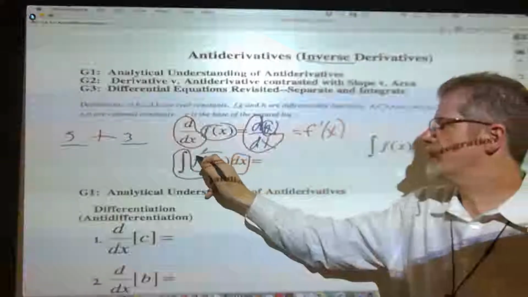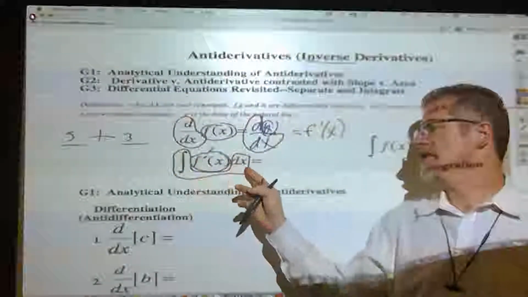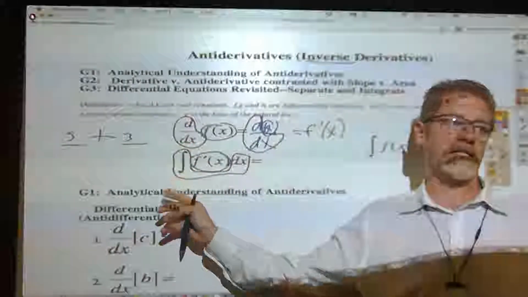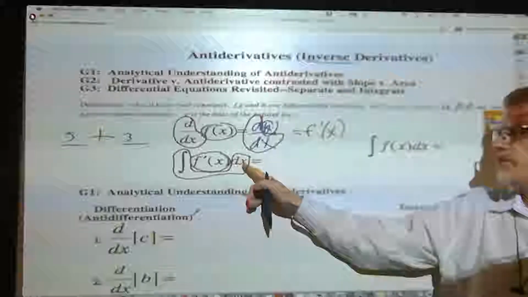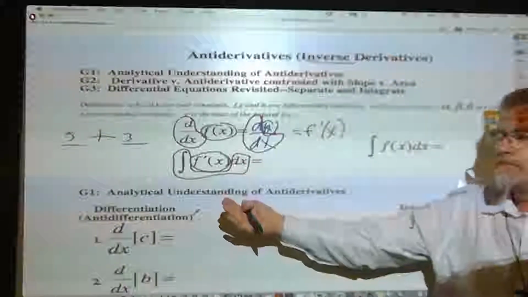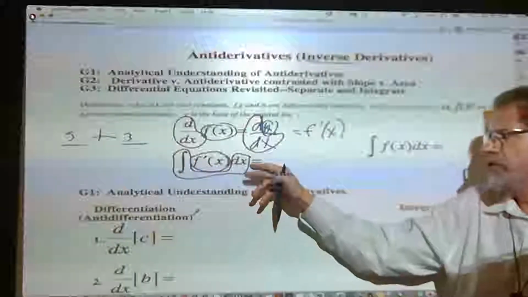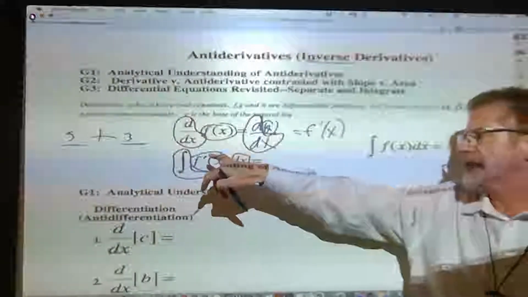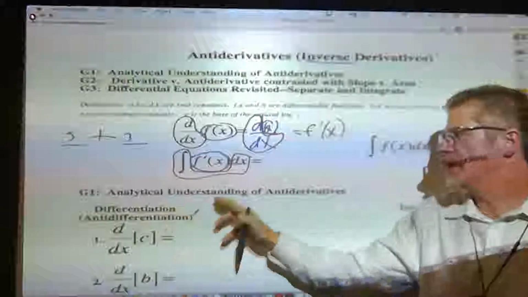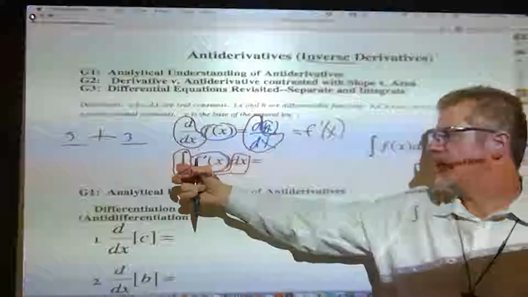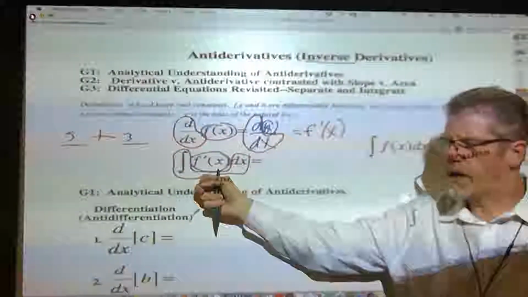Well, here's the subject for the antiderivative. We're taking the antiderivative with respect to x, and it looks like an elongated s. It is an elongated s. We're taking the antiderivative with respect to x of what? To what subject will we apply this main verb of taking the antiderivative? It's whatever happens to be in between the elongated s and the dx. We're taking the antiderivative with respect to x of f prime of x.